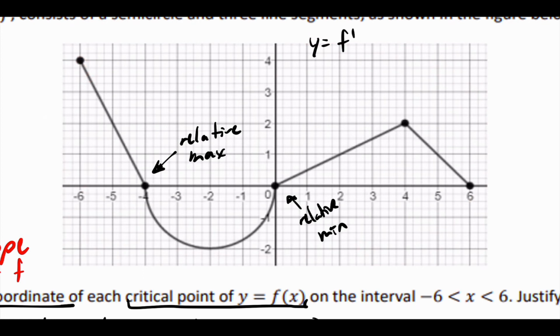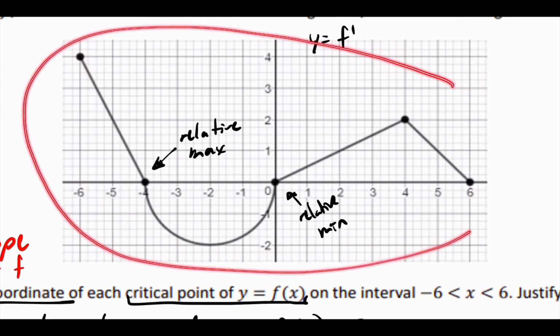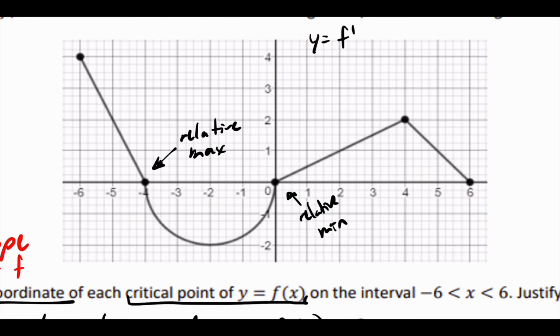Well, I don't want to create a new graph. I could, but not right now. What I want to do is figure out what am I looking for. Where are the points of inflection going to be here? When the slope is 0. Good. So look at this graph. When is the slope equal to 0 on this graph here?